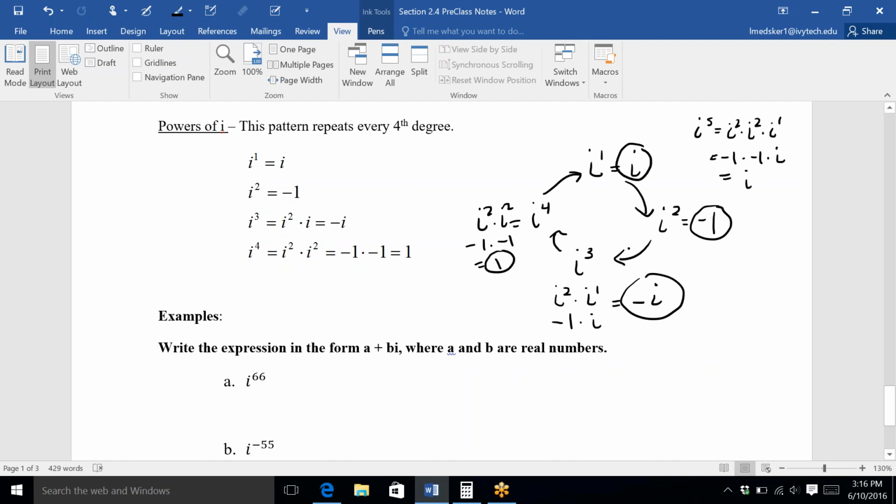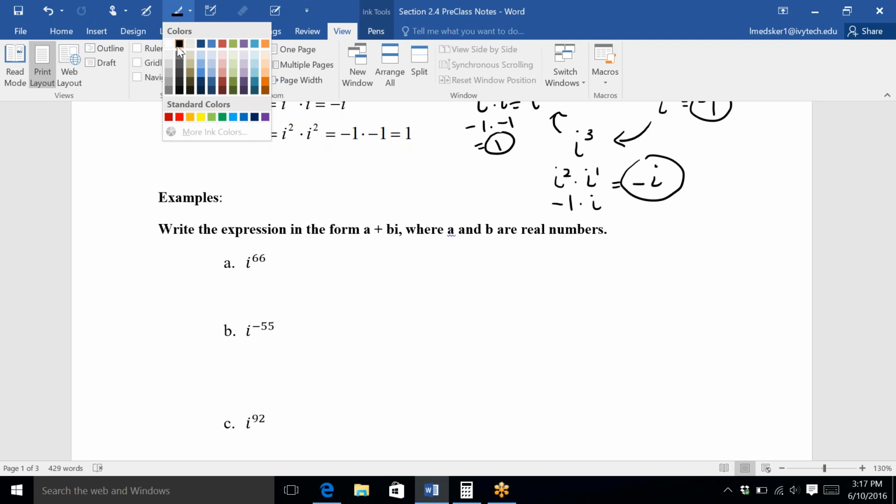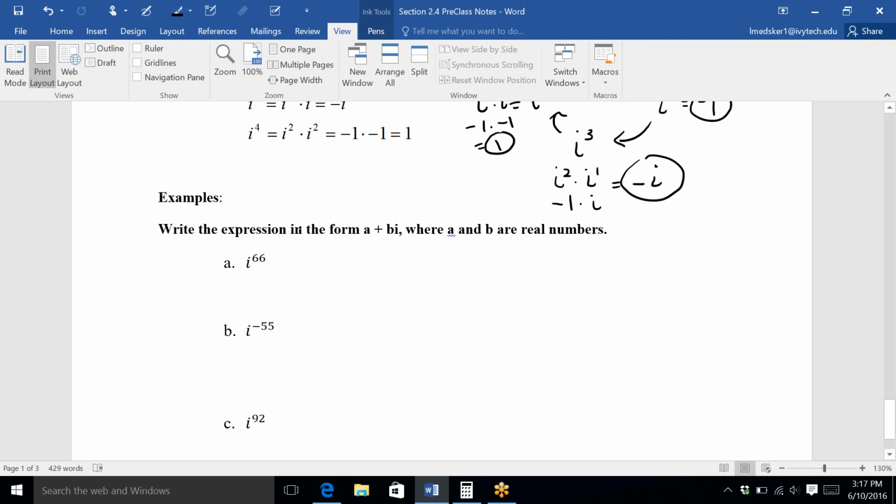Now, if you had a small thing like i to the 13th power, you could just count. You could just say 1, 2, 3, 4, 5, 6, 7, 8, 9, 10, 11, 12, 13. It would be i. We're not going to be giving you tiny numbers, though. Like if you look at our example below, we give you 66. You're not going to count around 66 times. Well, you could, but I wouldn't recommend it. So we have a different rule that we use.